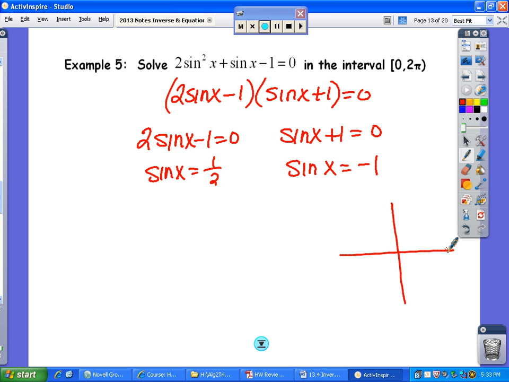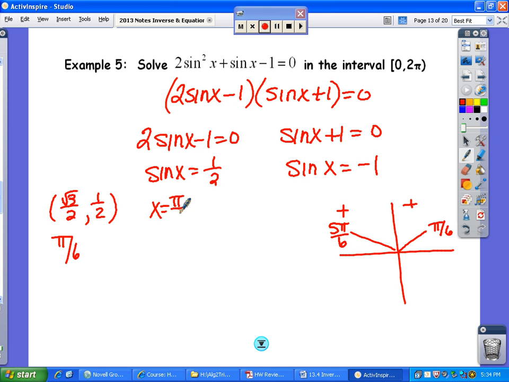All right, let's figure out. Sine's positive in the first quadrant and the second quadrant. So let's work on a sine of 1/2. What family is that? Well, we just got finished doing it. This is the 30 family, so pi over 6. So that means one of our answers is pi over 6. And then in the second quadrant, we're at 5 pi over 6. So our two answers are pi over 6 and 5 pi over 6.